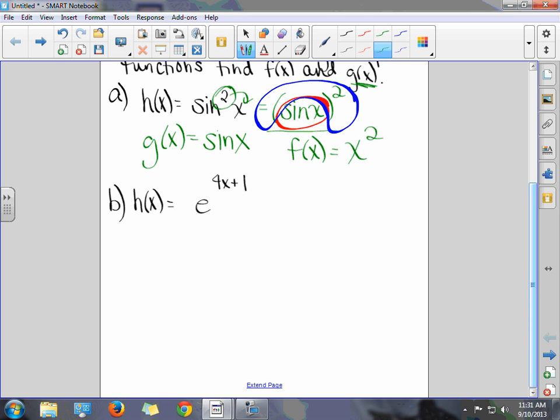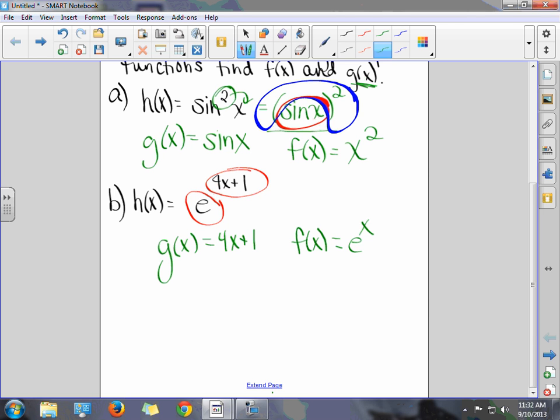Okay, let's take a look at the next example. So here my inner function is 4x plus 1. My outer function is e, not just e because that's a constant, but e raised to the x power, because I'm plugging in 4x plus 1 for x when I'm creating a composite function. So here my inner function, which I'm calling g, is 4x plus 1. My outer function, which I'm calling f, is e to the x power.